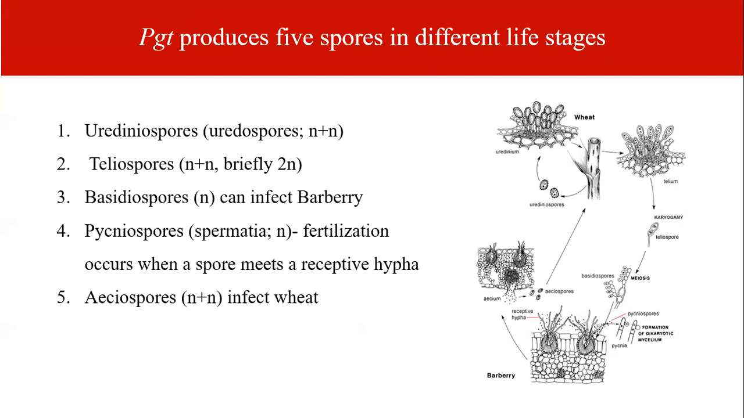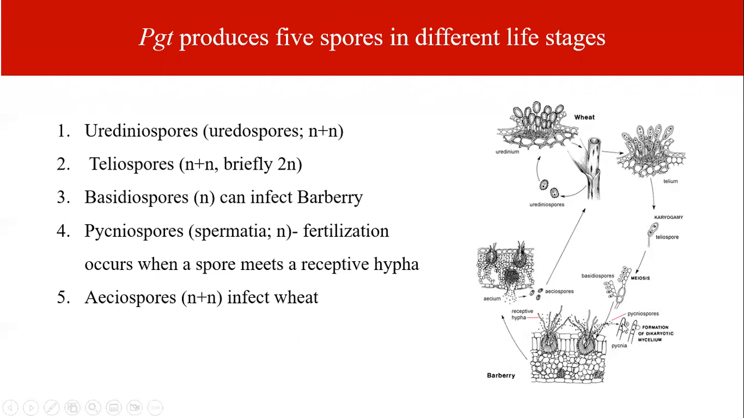PGT produces five spore types in different life stages. PGT completes its asexual life cycle on the primary host, in this case, wheat. Spores are produced in wheat and can reinfect, and they have the ability to spread from plant to plant. Basidiospores are haploid and can infect barberry.